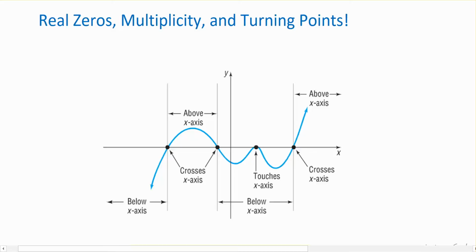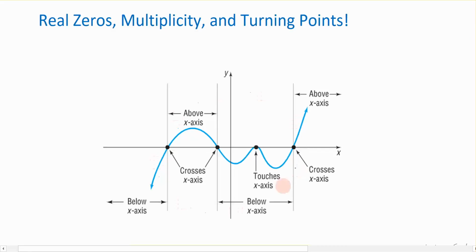Okay, we know what the characteristics are of our two types of polynomials. We have odd functions and we have even functions. Now let's talk about a couple more things that we need to understand. That's the real zeros of a function, the multiplicity, and the turning points.